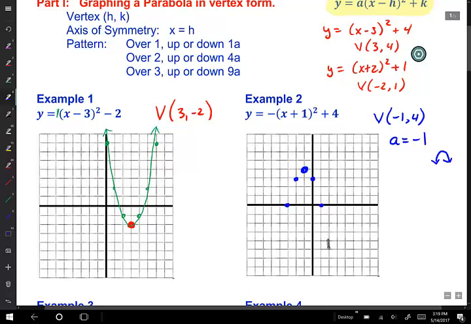1, 2, 3, 4, an additional 5. Now, I hope you can imagine what the next points would be. Over 4, down 16. So it just continues with a pattern of perfect squares.